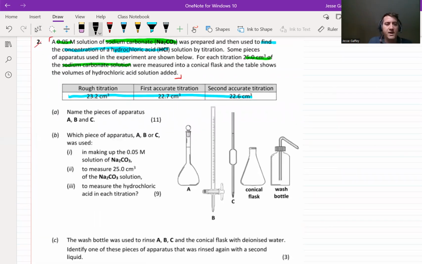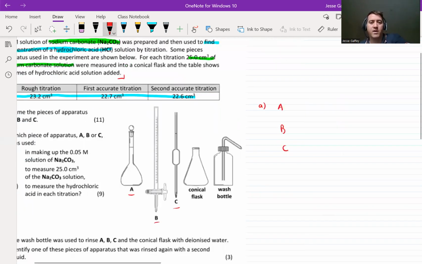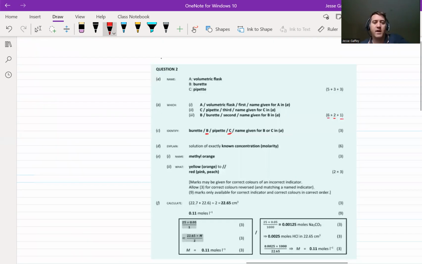Part A says name pieces of equipment A, B, and C. So part A, let's name A, B, and C from here, here, and here. That should be very easy for a higher level student. Pausing the video and writing those answers down. Okay, and it should only be playing if you've written an answer for each of those. And let's have a look at what they should be here.